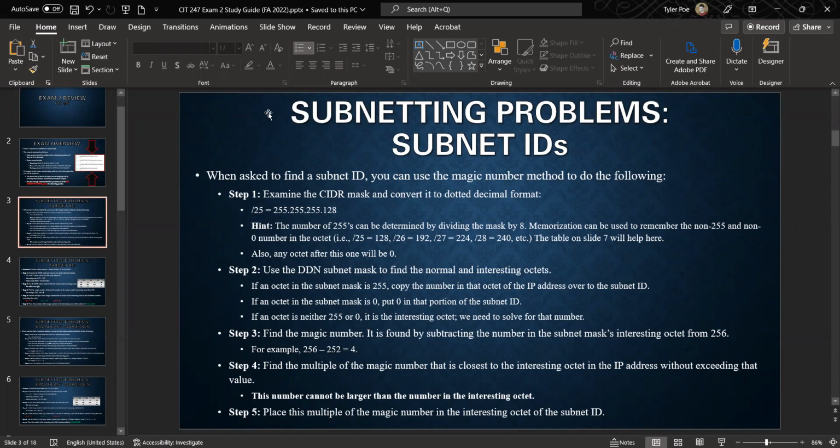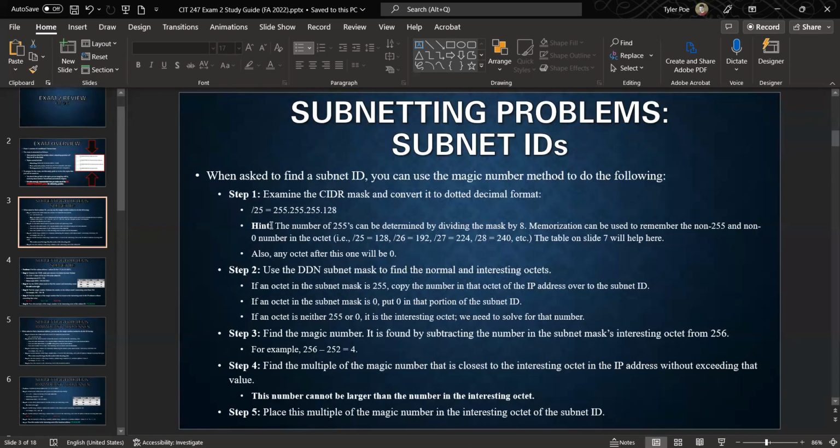To find a subnet ID based on a given IP address and CIDR mask, there are 4 major steps, technically 5. I divided it into 5 for this PowerPoint because you do need to convert the CIDR mask to dot decimal notation, unless you memorize this. But anyway, it's good to figure it out on paper. The first step is to examine the CIDR mask you're given, such as /25, and convert it to dot decimal notation. For /25, I've already figured it out for you. It's 255.255.255.128.